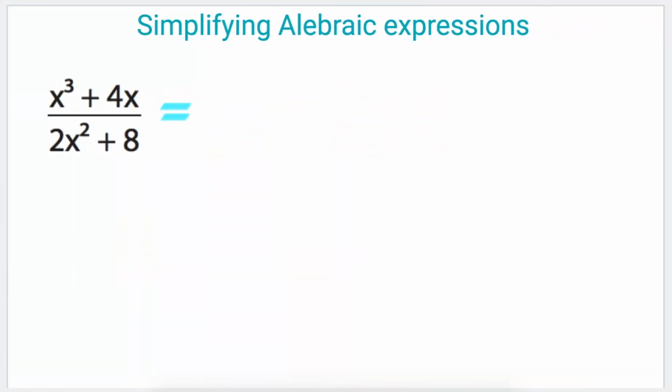Now that we know how to factor polynomials, and we know what they are, let's look at how we'd use that knowledge to simplify a complex algebraic expression. This expression here is in the form of a fraction, x cubed plus 4x over 2x squared plus 8. The first thing that we're going to do is factor the numerator, and I see that x is common, so x, and then inside the parentheses we're going to have x squared plus 4.